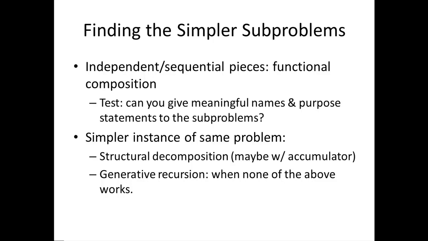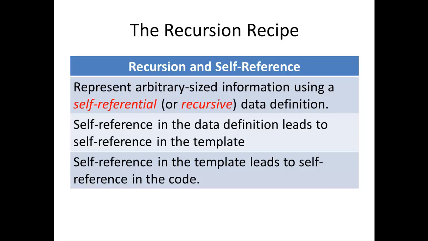How do you find those simpler subproblems? Well, it could be that you have independent or sequential pieces. That's function composition. Or the simpler subproblems may be simpler instances of the same problem or closely related problems. So it may be that you can solve your problem by solving the problem for a piece of your input. That's the basic idea of structural decomposition. Or you may have to be more clever about it. That's general recursion.